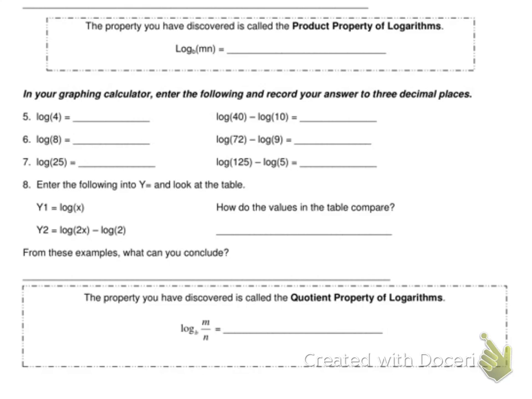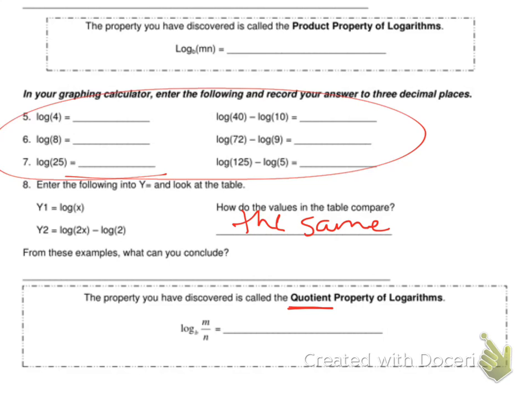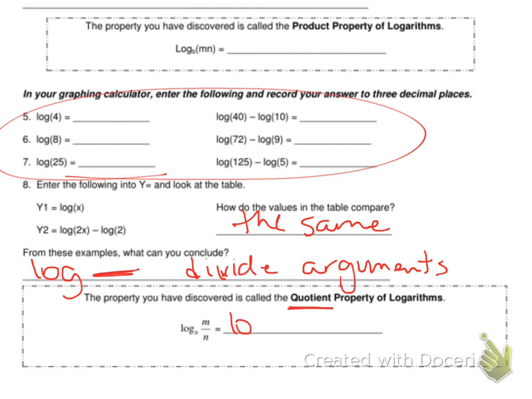Okay, so the next property is called the quotient property, and the same thing, you should have done all of these right here and figured out that they are the same. In this case, if the logs are being subtracted, then you divide the arguments. The property here would be log base b of m minus log base b of n. Okay, so if they're being subtracted, then you divide.